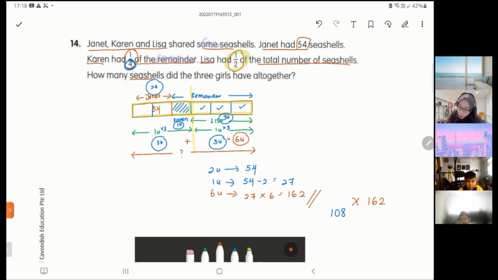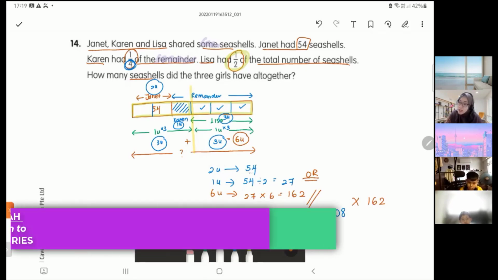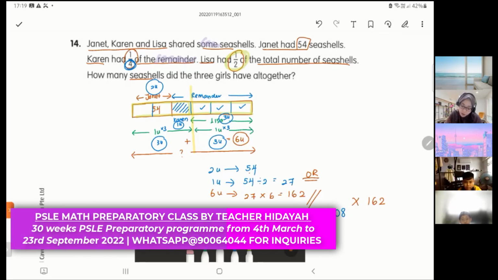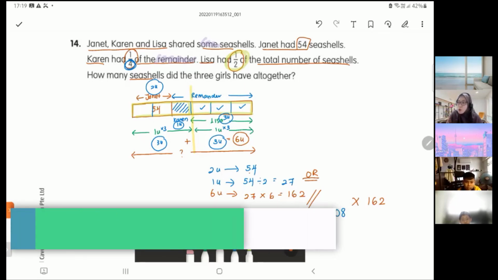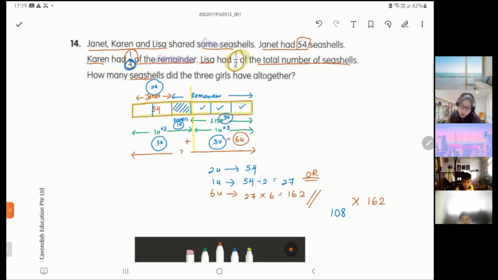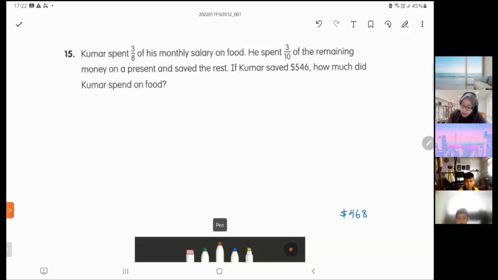Answer. Or another way is, you know that 2 units is 54. I want to find 6 units, right? So you can simply take 54, you times it with 3, also can. Okay, why? Because there are 3 sets of 2. But if you don't get it, you can just do this. No issue. Or you can just take 54 times 3. Also get 162. Why? Because there are 3 sets of 2 units to get this. That's my answer. Right, this is the correct answer.